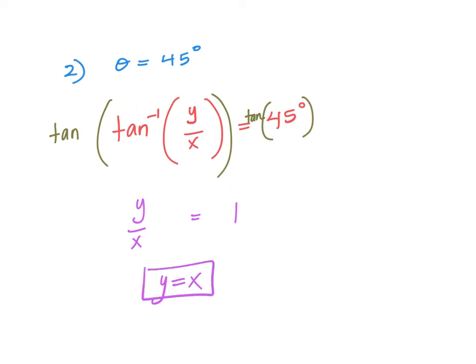Which is a line that goes through the origin. That is the 45-degree angle. Does that make sense? Do you see it now? Changing from polar to rectangular will help you understand those graphs better.